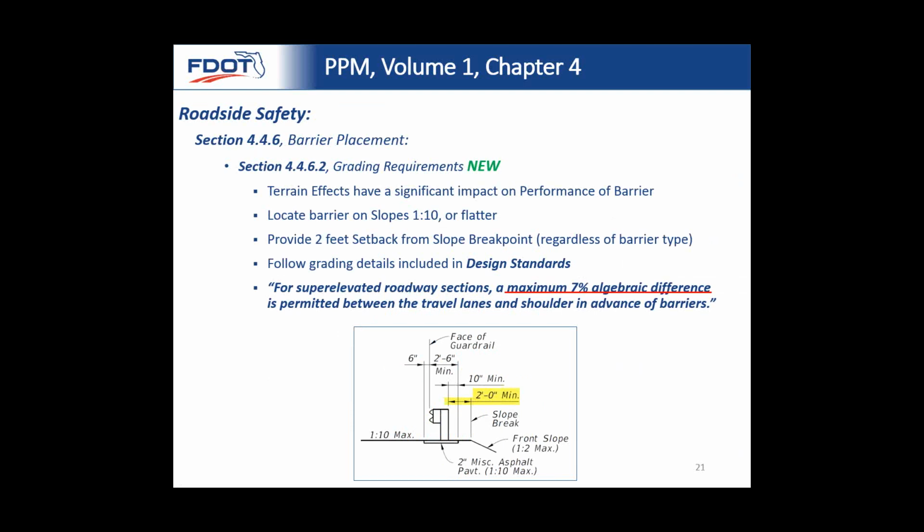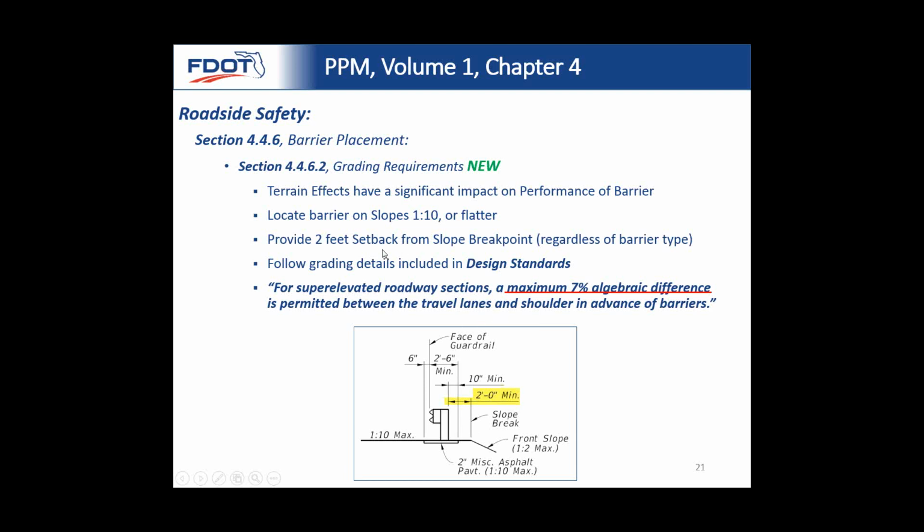Moving along with the barrier placement, we've also added a new grading requirements section. This is to cover essentially the criteria elements that are involved with the grading. Obviously, the standard index does an excellent job of visually showing and detailing what the grading requirements are around guardrail, but we want to make sure that people are clear on what the specific criteria are, and that's basically that you want any slopes approaching the barriers to be 1 to 10 or flatter. For guardrail in particular, we want any of the slope breakpoints behind the guardrail to be at least 2 feet.